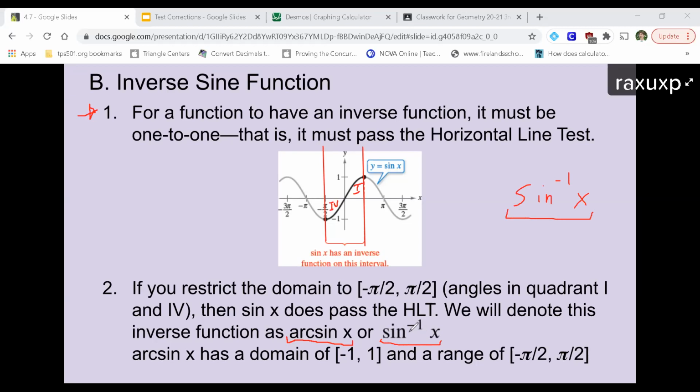If you look at your calculator, the sine, cosine, tangent buttons, in blue above them, your inverse trig functions all use this notation. I prefer the arc sine notation, so I'll use that more often.